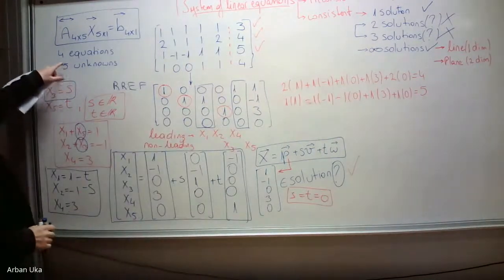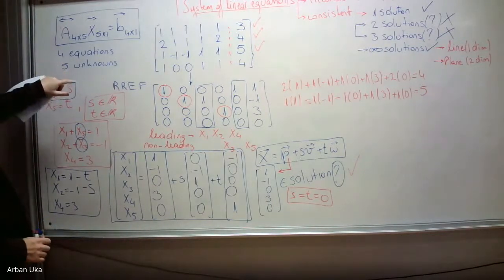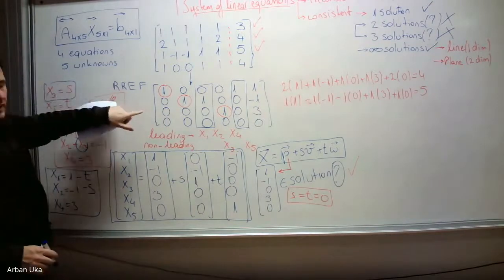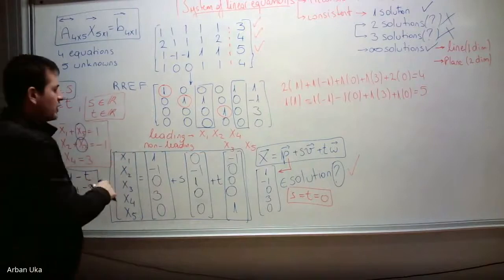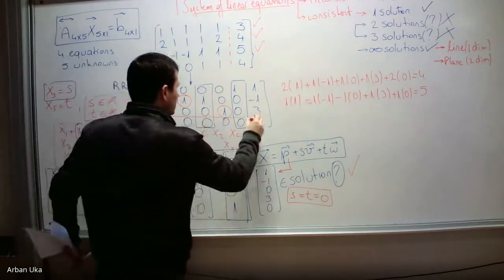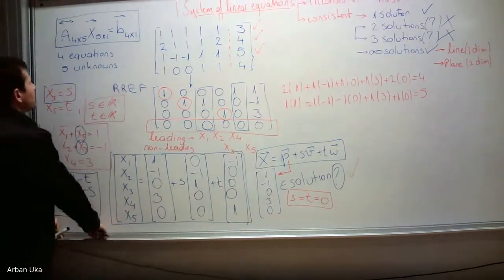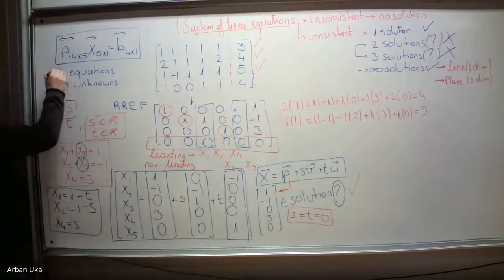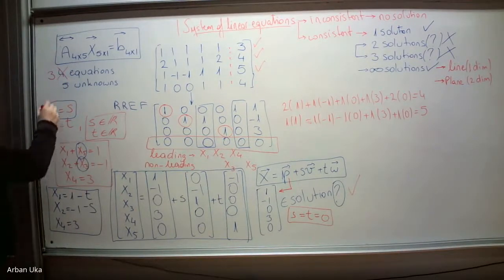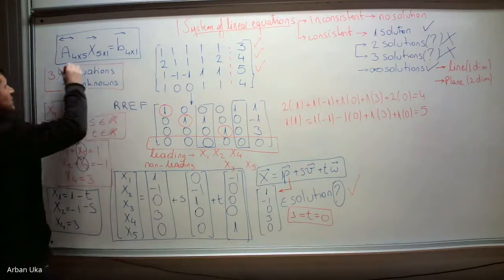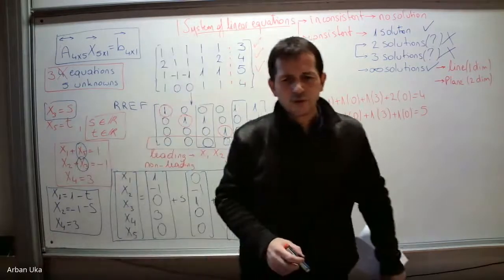Initially, we said that we have 4 equations and 5 unknowns. But in fact, how many equations do we really have? If we look in here, we have just 3 equations because the last one is all zeros. So this is telling us nothing. So in this initial part, we said 4 equations, 5 unknowns. This is not true. We have 3 equations and 5 unknowns. Since we have 3 equations and 5 unknowns, the solution is going to be a plane, a 2-dimensional plane.